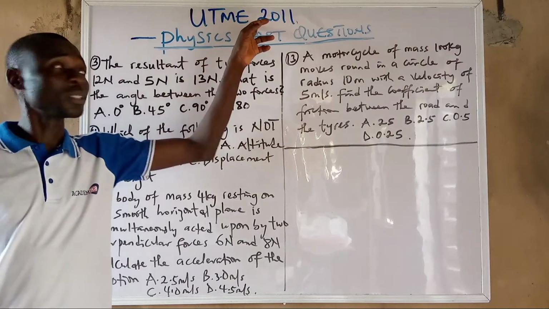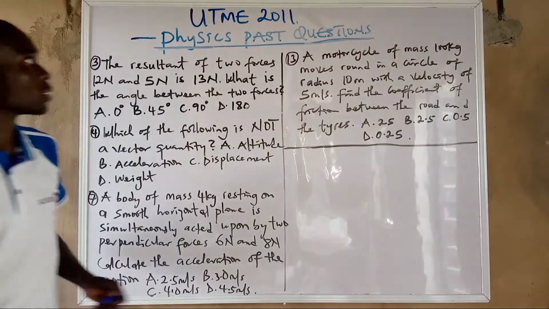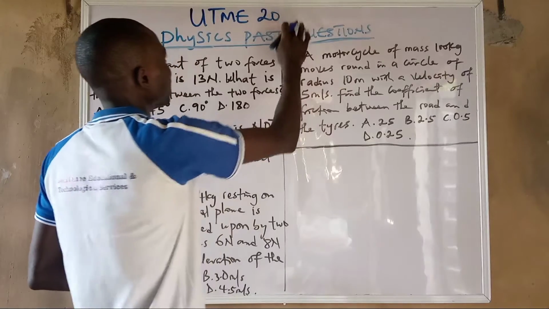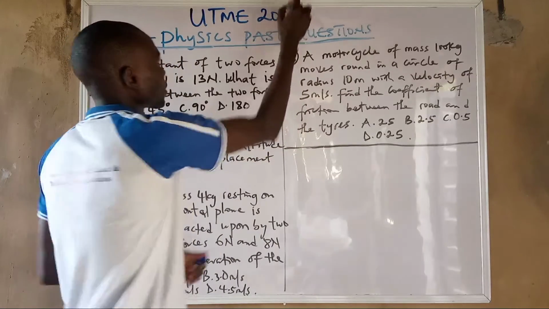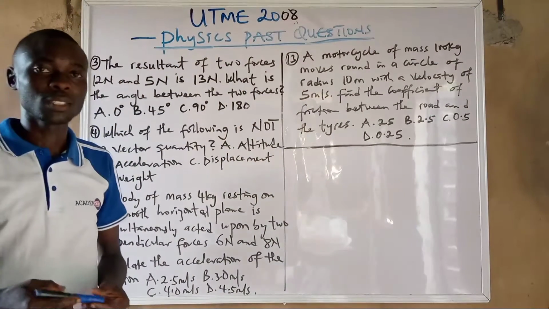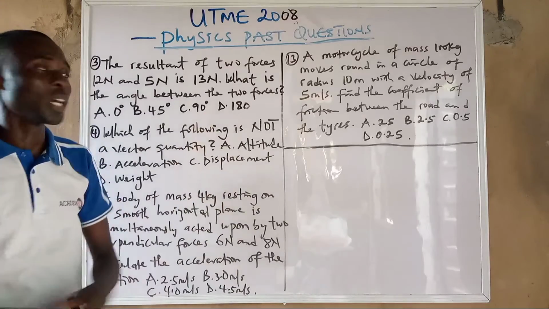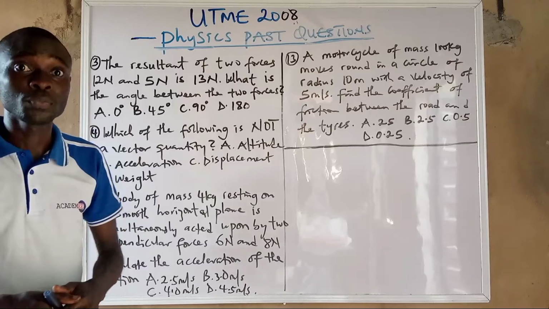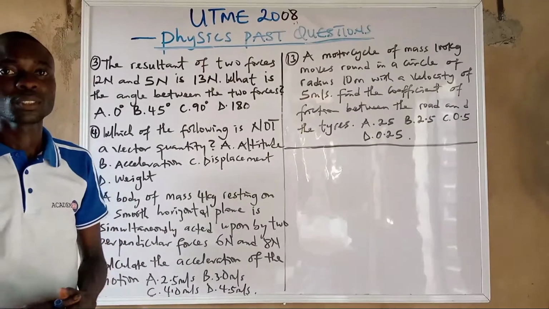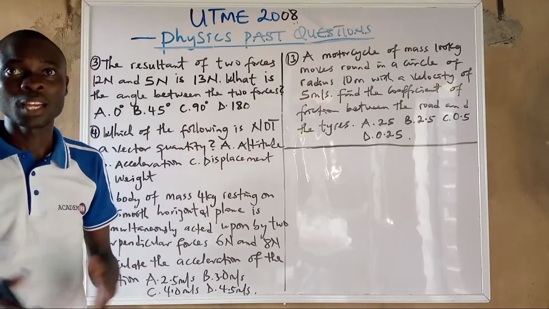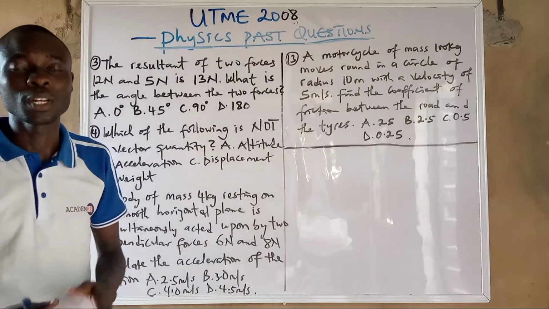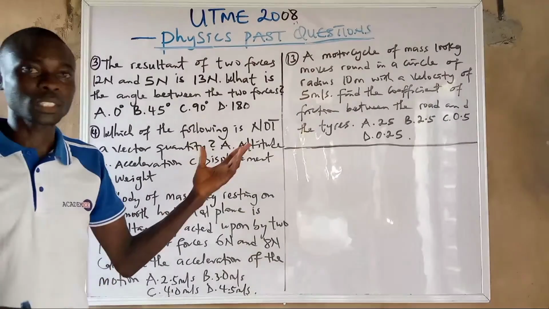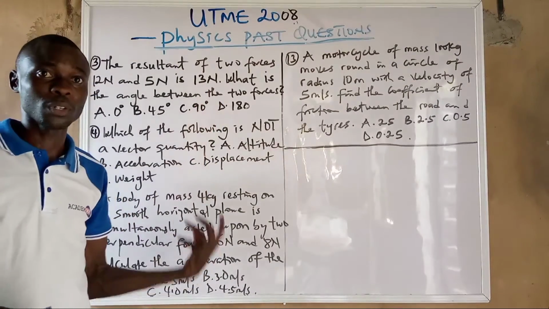This time around, we are going to be considering past questions of previous JAMB questions in physics, for the year 2008. In 2008, we are going to consider 10 different questions, which will cover different topics such as mechanics, light, electricity, nuclear physics. First, we are going to go with the first four on the board.